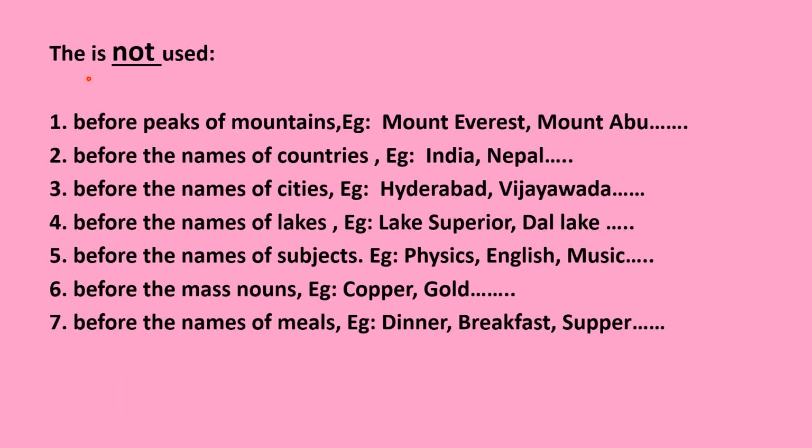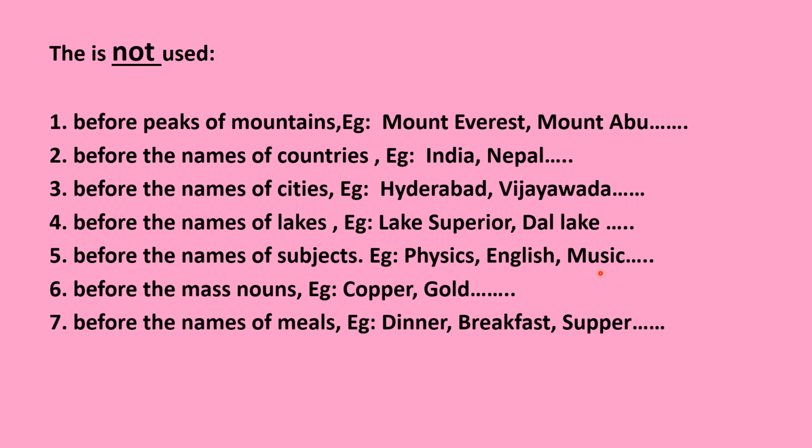Now we will talk about the nouns where the is not used. The is not used before peaks of mountains like Mount Everest, Mount Abu. Before the names of countries like India, Nepal, we cannot use the. Before the names of cities like Hyderabad, Vijayawada, they don't take the. Before the names of lakes, Lake Superior, Dal Lake, no need of the. Before the names of subjects like physics, English, music, so you cannot say the music is my hobby.